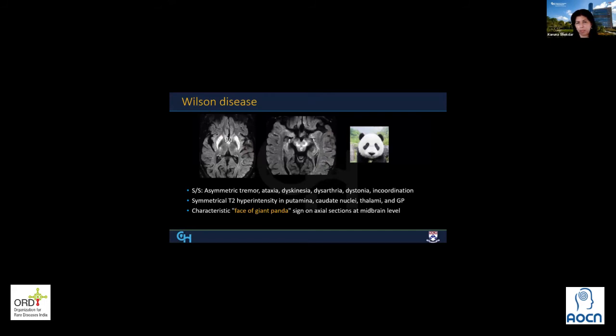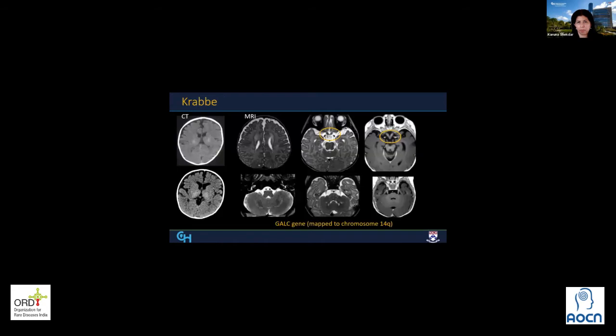The findings, it can affect not just the putamen but also the regions of the caudate and thalami. It can also involve the substantia nigra, and that is producing the typical, what has been described as the face of the giant panda at the level of the midbrain. This is a characteristic feature for Wilson's disease.